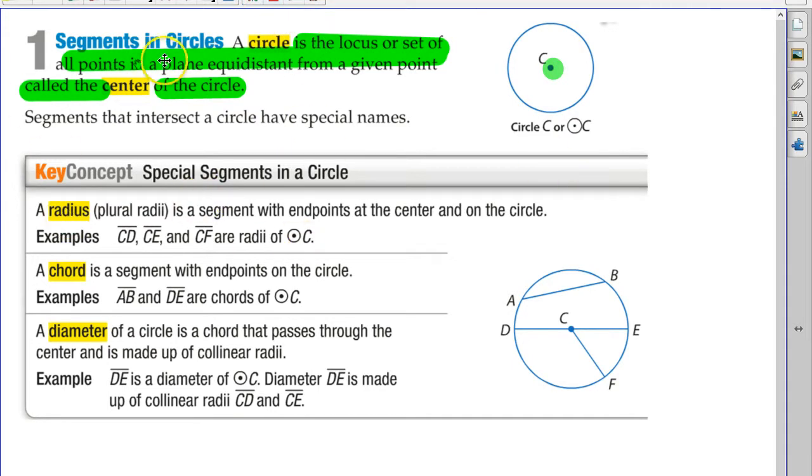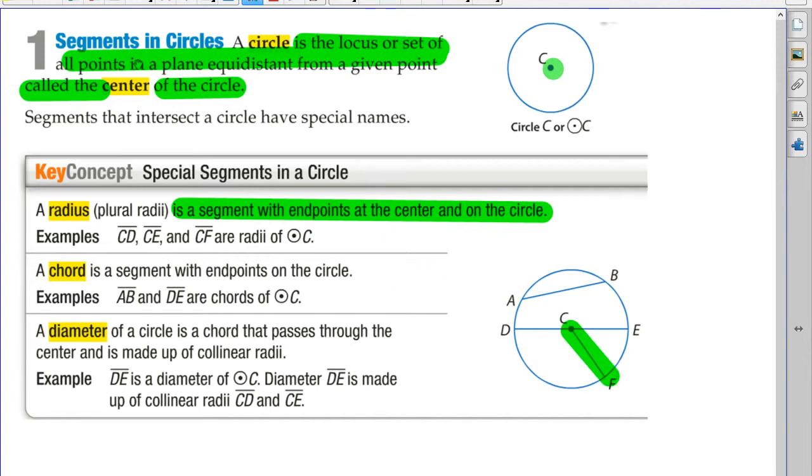Radius is the distance from the center to the circle, but technically, if it's a segment, which is what they're talking about here with special segments, it's a segment with endpoints at the center of the circle and on the circle. So C to F, that is our radius. It's also called radii if it's plural, R-A-D-I-I. There are two other radii in there as well, CE and CD, but we're going to talk about those later.